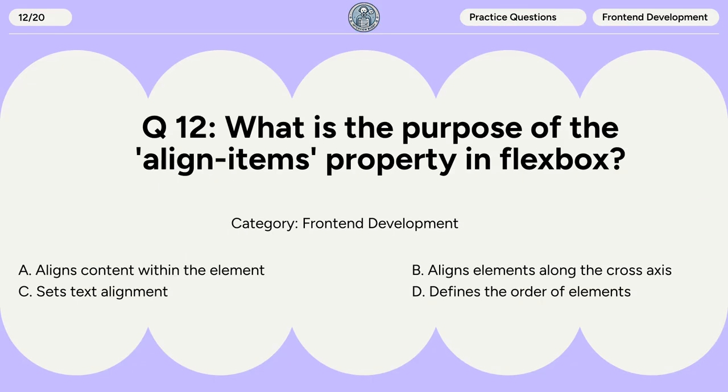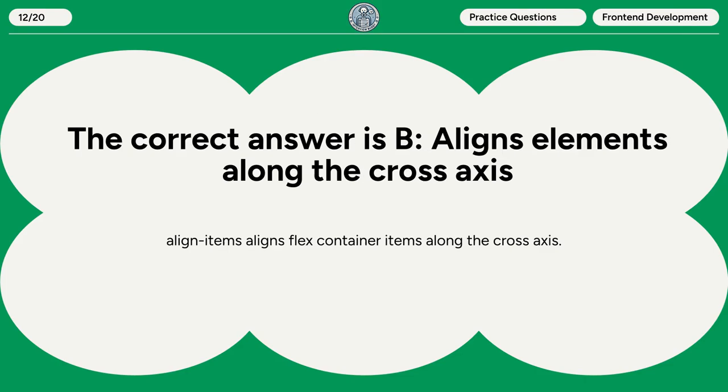Question 12. What is the purpose of the align items property in Flexbox? A. Aligns content within the element. B. Aligns elements along the cross-axis. C. Sets text alignment. D. Defines the order of elements. The correct answer is B. Aligns elements along the cross-axis. Align items aligns flex container items along the cross-axis.